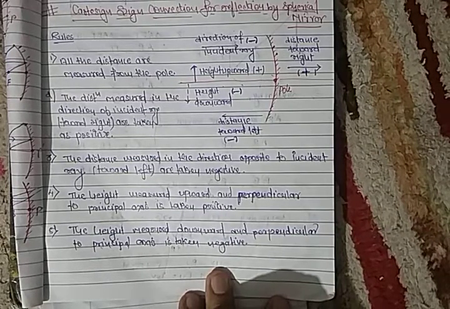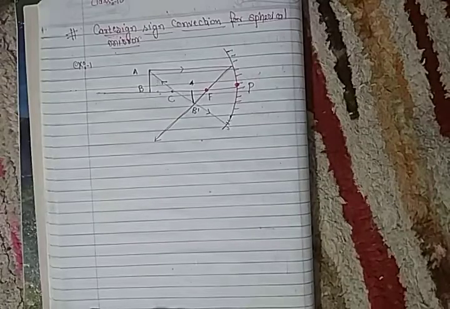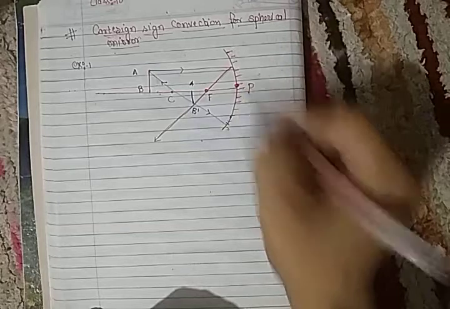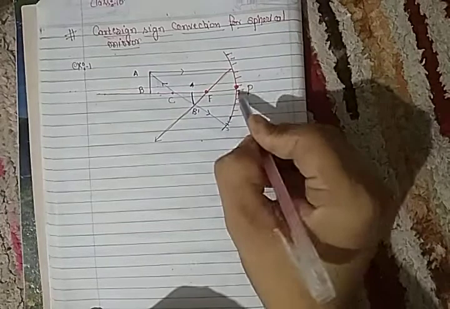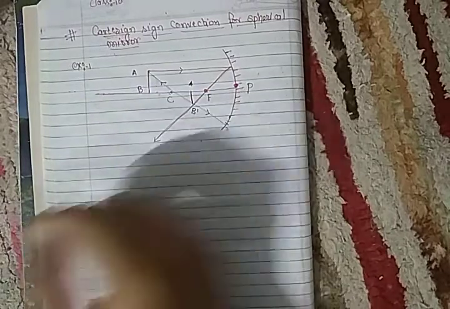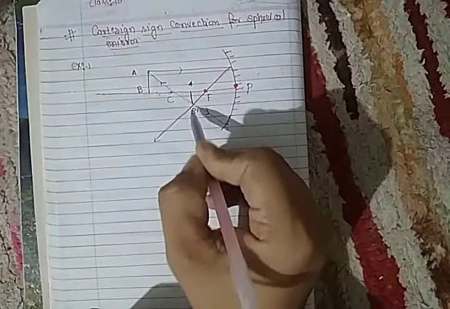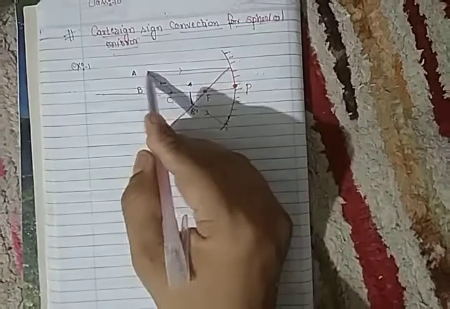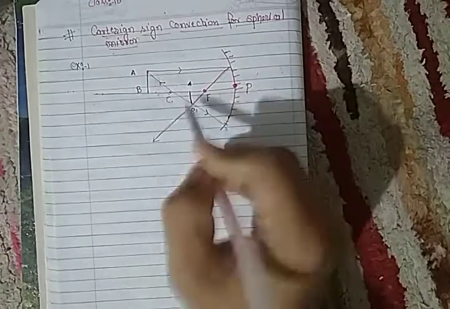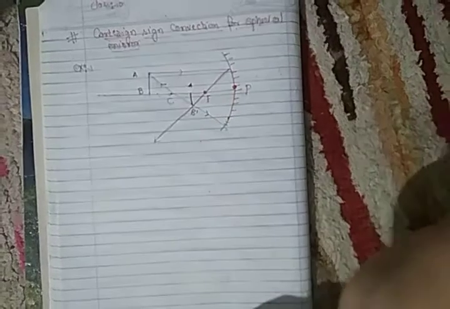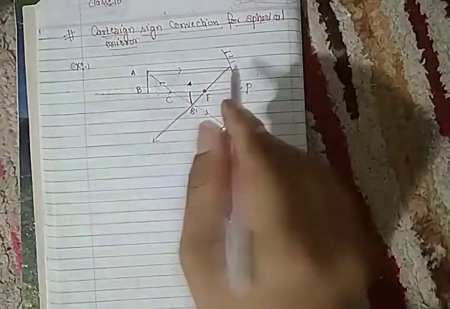Let's try with the example. Okay, now students, you are able to see the example. See, I am just taking one example. This is a concave mirror, this is the pole, this is the focus, this is the center, this is the object, this is the image. You already know how the image is created. First rule, principal, focus, center, intersecting point, create image. You are all aware of this. But what is Cartesian sign convention?